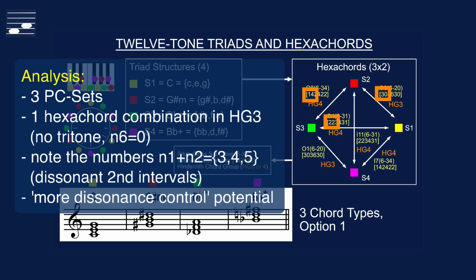Note how the different combinations lead to increasing numbers of dissonant second intervals, as indicated by the sum of N1 plus N2. This set has more tension control potential than the 4 triad types set, the reason why I've used it as an example in the first episode in the series.